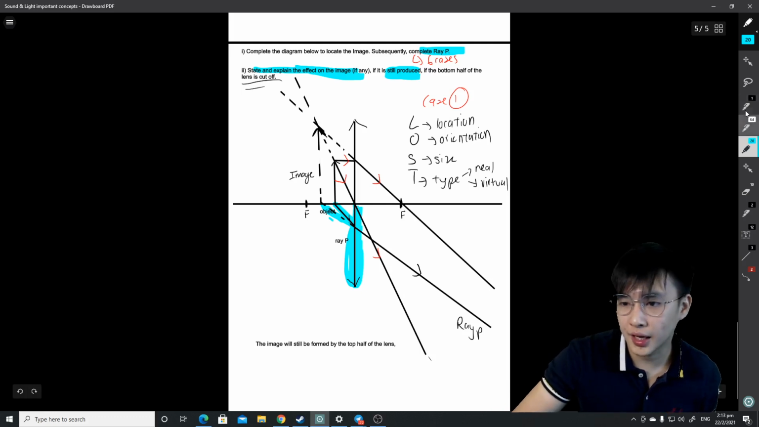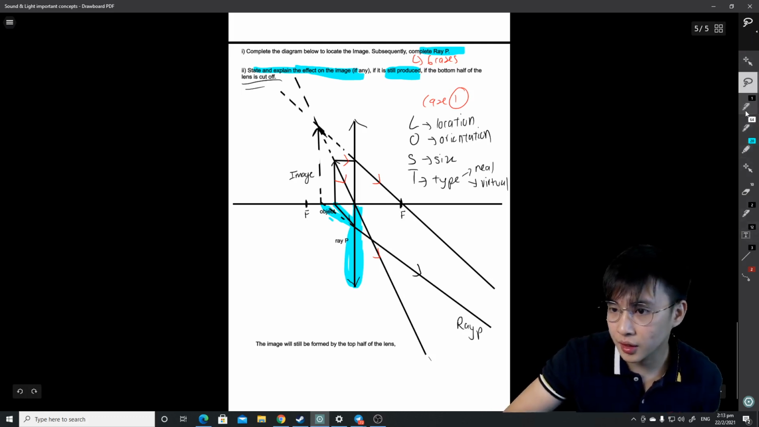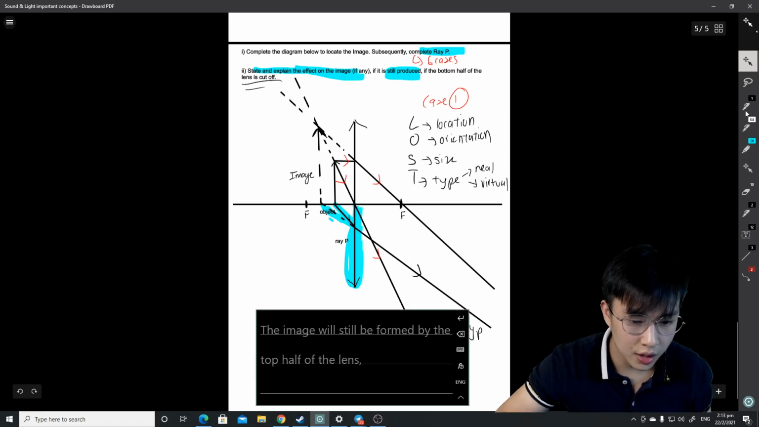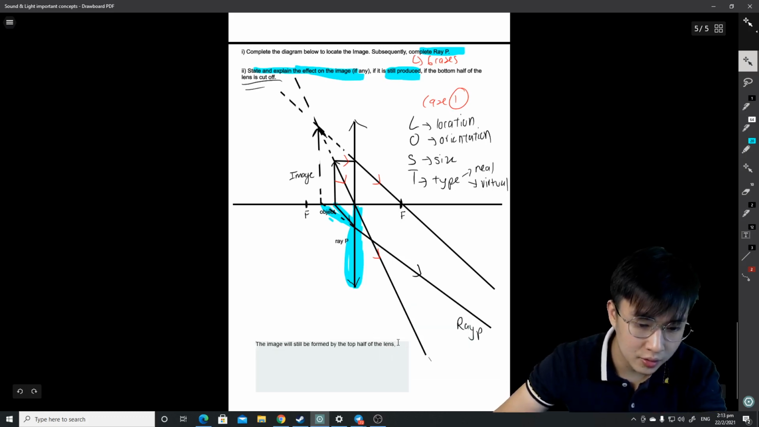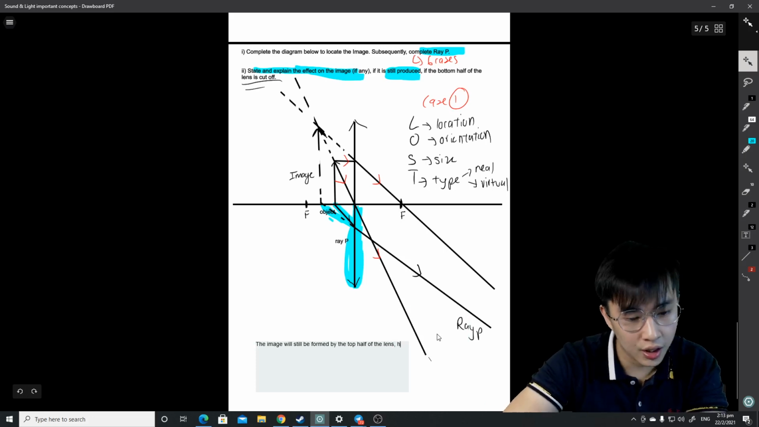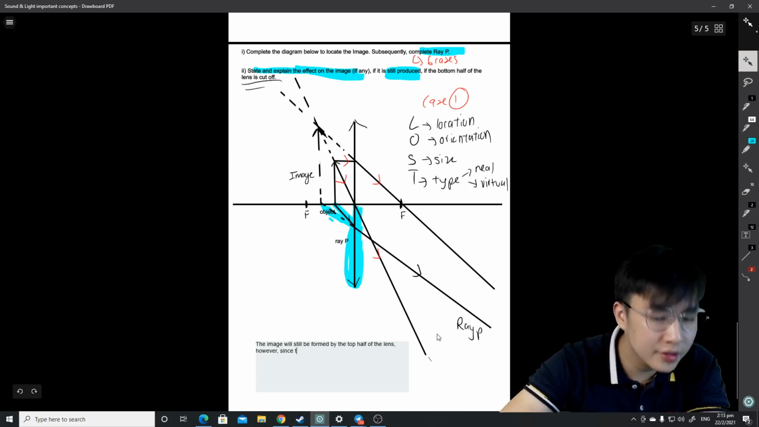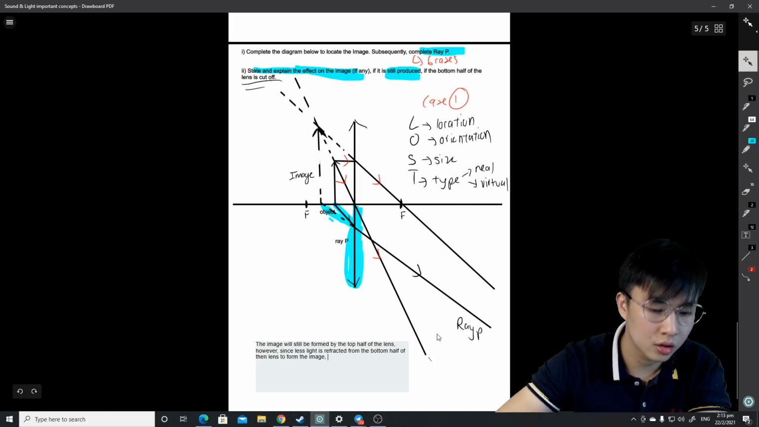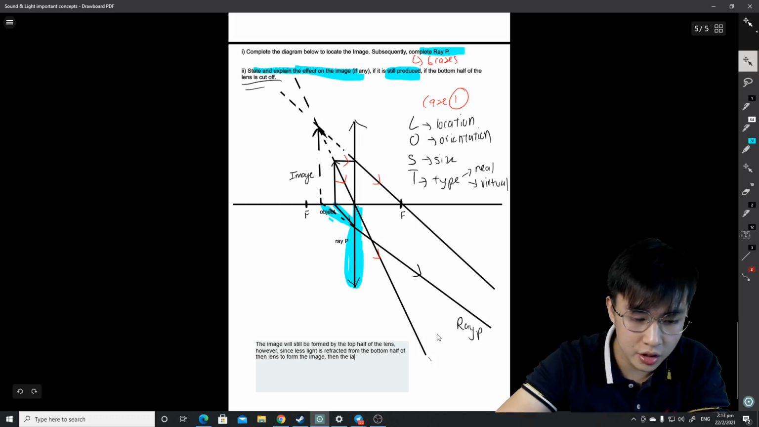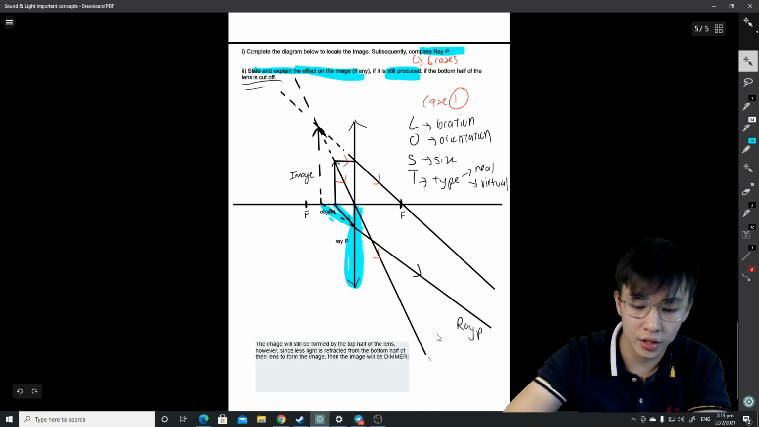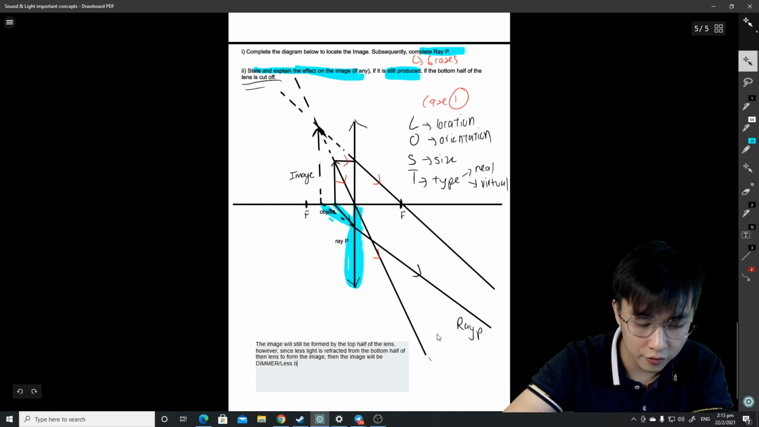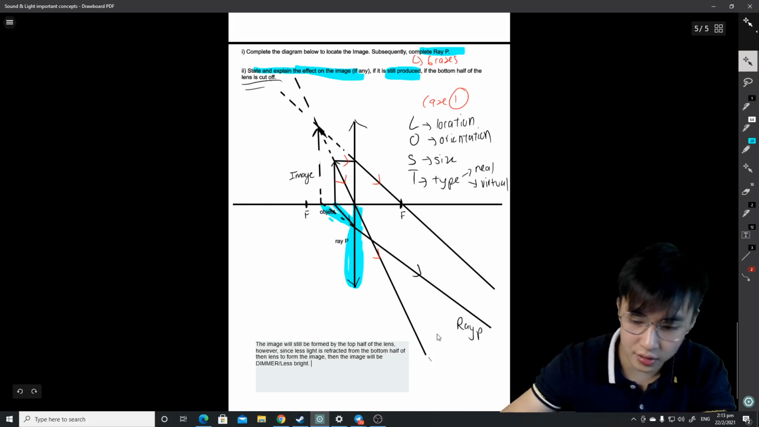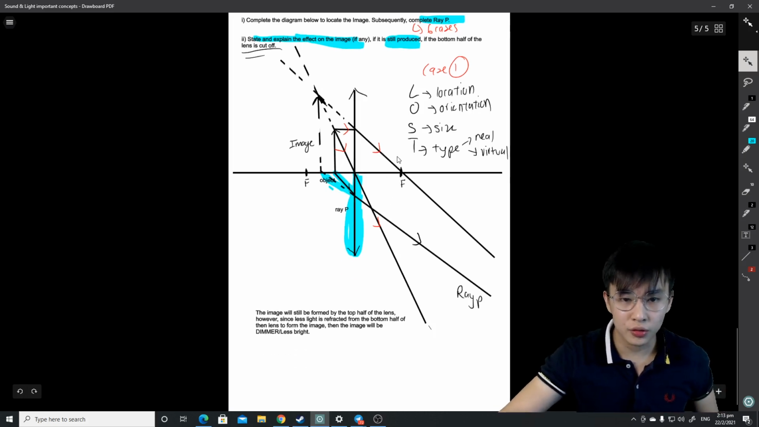Okay, so then the answer for this section, once again, is: the image will be less bright. Okay, and how do you explain that? However, since less light is refracted from the bottom half of the lens to form the image, then the image will be dimmer, or you can write less bright. Honestly, quite a simple concept lah. I hope this was very, very clear for you all.